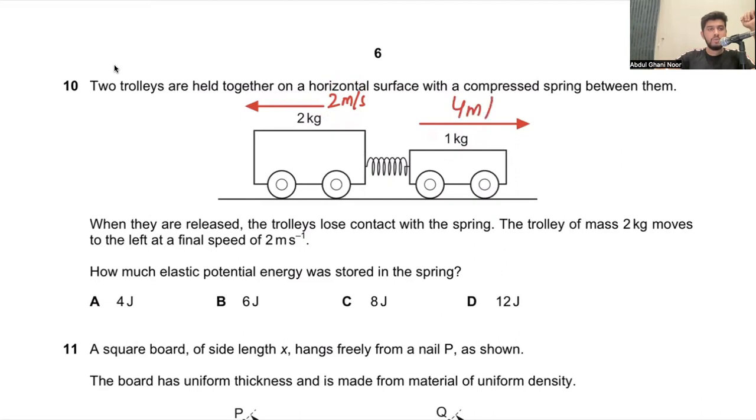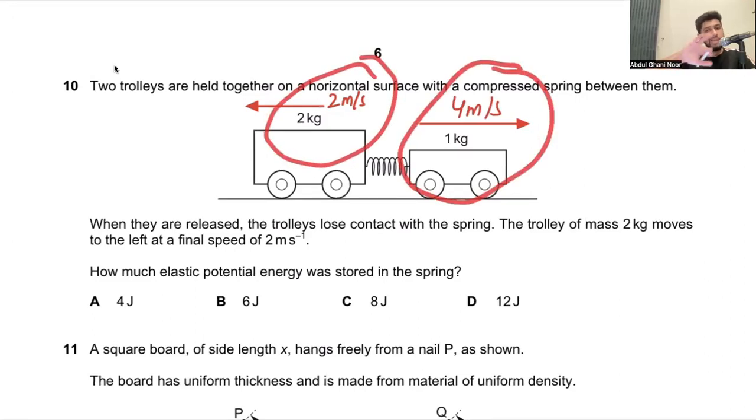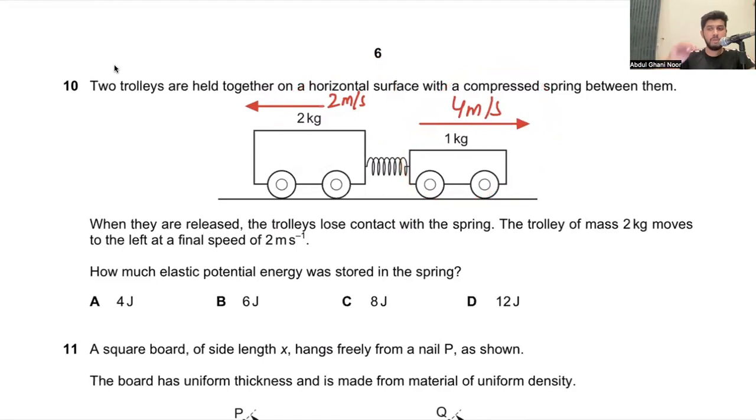And if you were to ask why is it 4 meters per second, the simple reason behind that is that momentum is conserved. If the initial momentum is 0, then what will the final momentum be? It will be 0. If this one is 4 to the left, then this one should be 4 to the right, only then will the two balance.